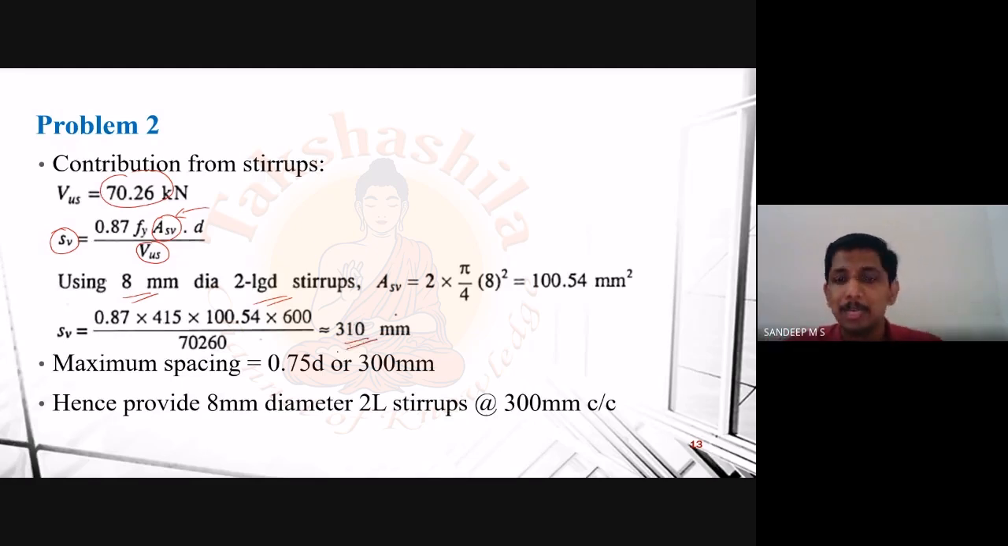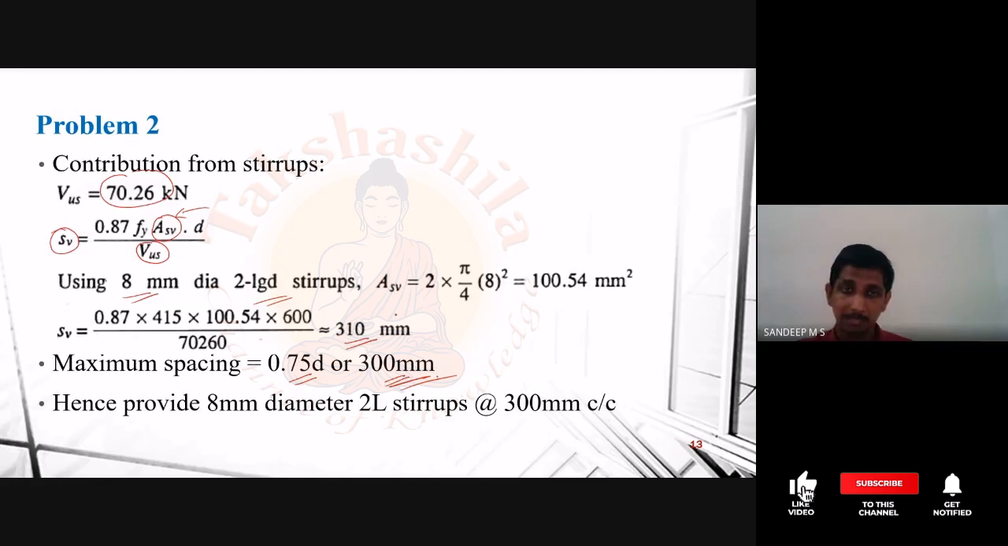So basically we have to provide 8 mm diameter 2-legged stirrups at a distance of 310 millimeter center to center. Again, the clause of the code comes into picture. As per the code, we can provide only a maximum spacing of the minimum of 0.75 D or 300 millimeters. So when you calculate this, you can see that this value is a larger quantity. So we have to provide 8 millimeter diameter 2-legged stirrups at 300 millimeter C by C. Is it clear? Any confusions?